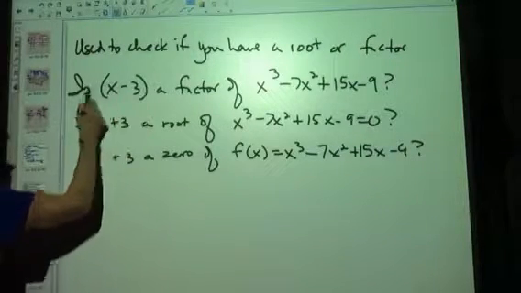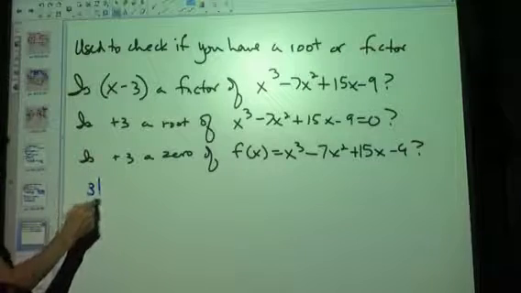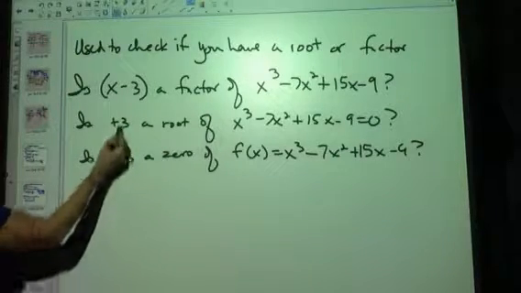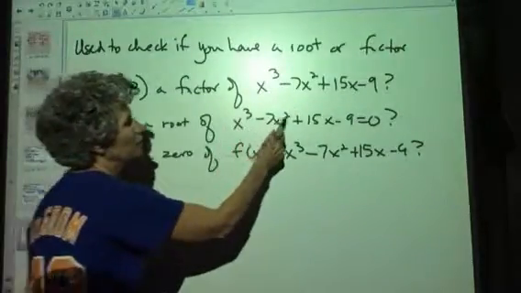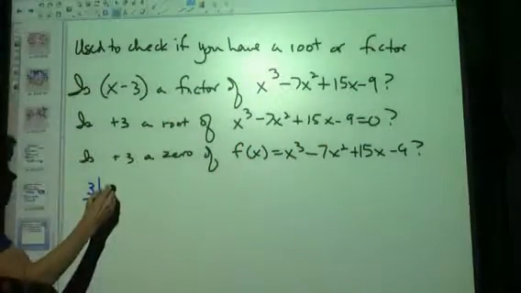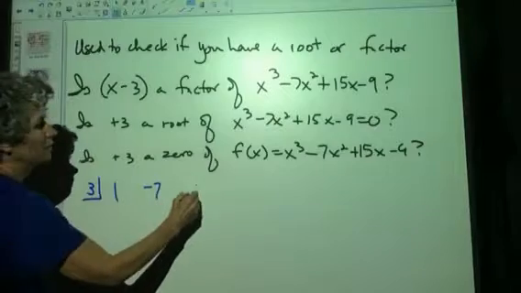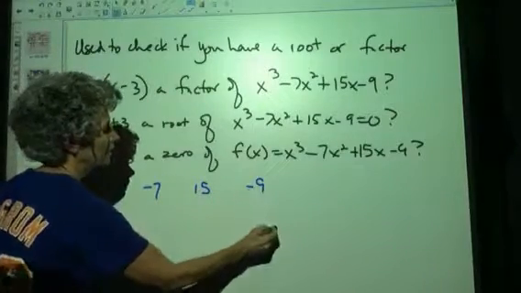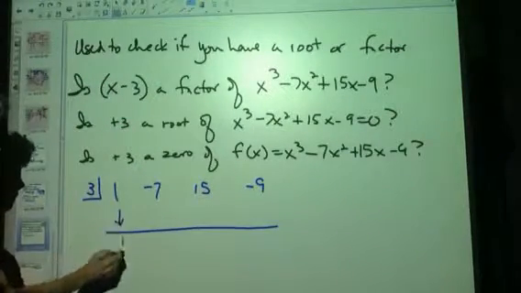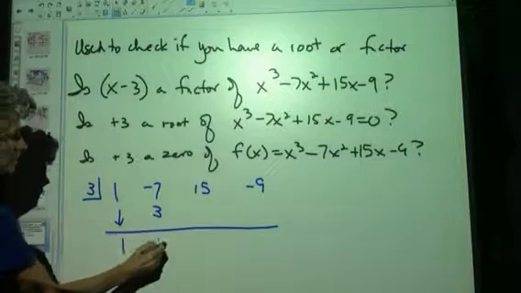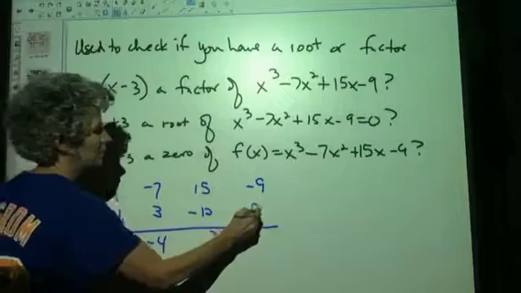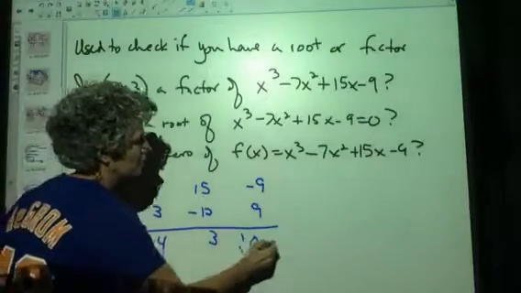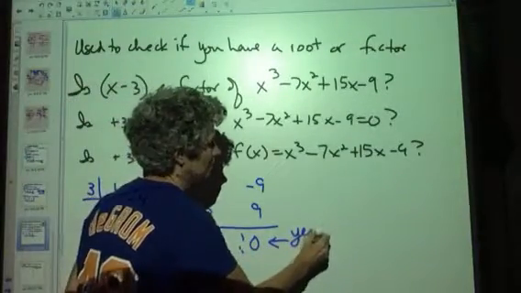Now here it is as a factor, so that's when I take the opposite. But if it's given to me as a number, I do that exact number. Let's see, is anything missing? Cubic, quadratic, linear, constant? No. So I'd have 1, negative 7, 15, and negative 9. Multiply and add, multiply and add, multiply and add. So the answer here is yes.